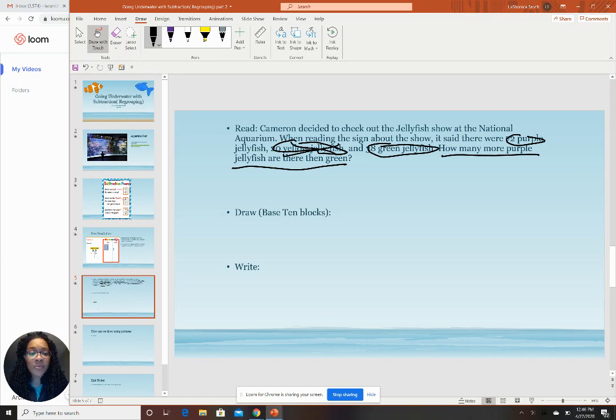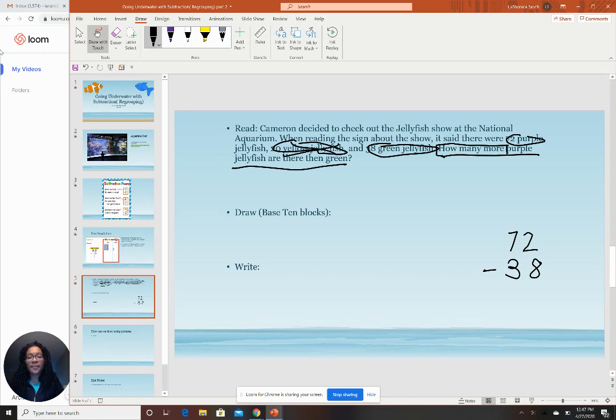And then also I'm going to look at the words, how many more? That's an important phrase because that's telling me that I need to subtract within my word problem, okay? So we have how many more purple? There were 72 purple. Then there are green. There were 38 green. Okay, so we read our problem, and now we're going to go ahead and draw.